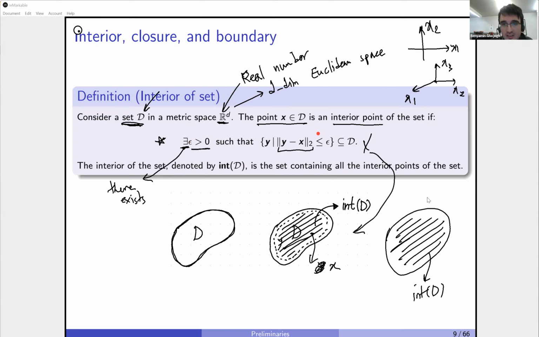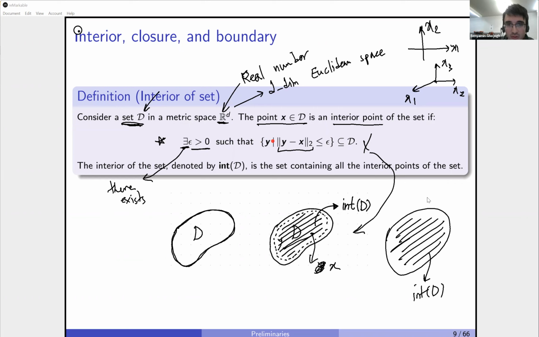And what is this? This is the set of the neighborhood of x. So for a point x in the domain, in the set D, this point is an interior point of this set if the neighborhood of x lies within the set D, is a subset of D. And why is it a neighborhood?